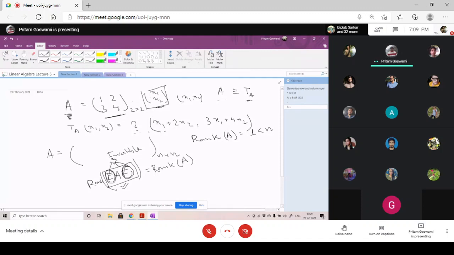Clear? Why do they preserve rank? Why after elementary row operation and column operation is the rank always preserved? Is it clear now? By the way, these E matrices, what we get by doing the same operation on the identity matrix, are called elementary matrices.